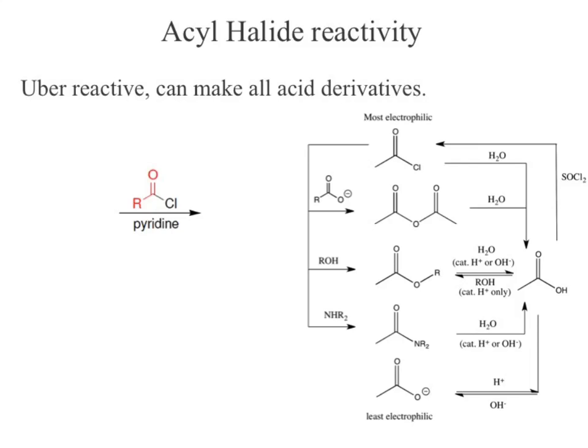Overall summary for our acyl halide reactivity. Okay, so what this is showing is once we've got our acyl chloride, it'd be nice if we actually highlighted it. We're now at the top of our tree. I can make anhydrides by reacting them with a carboxylate. I can make esters by reacting them with an alcohol. I can make amides by reacting them with a nitrogen-containing compound. All of those are now accessible to me.